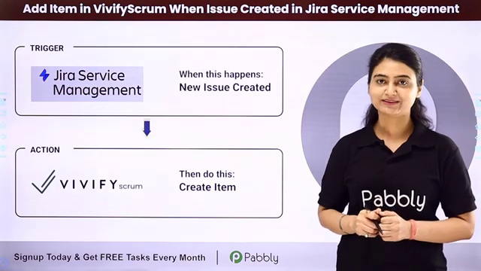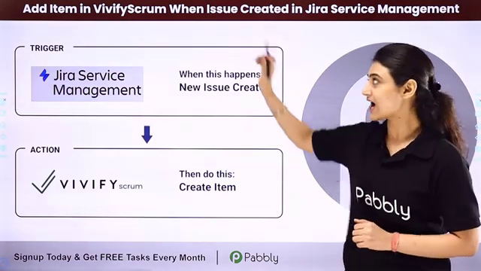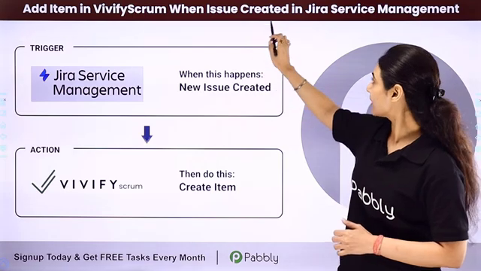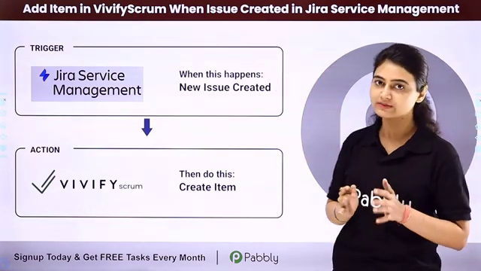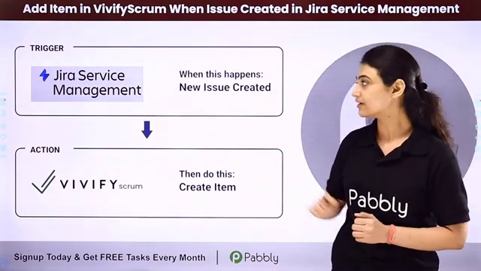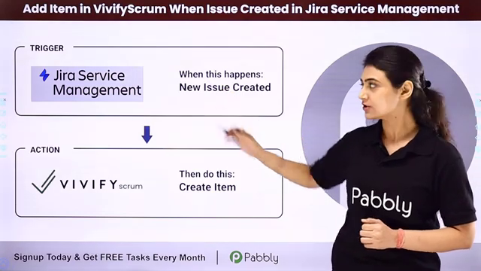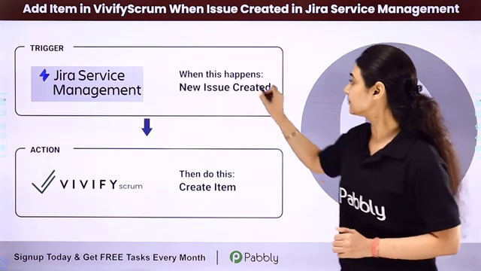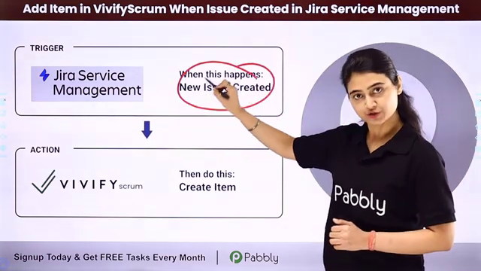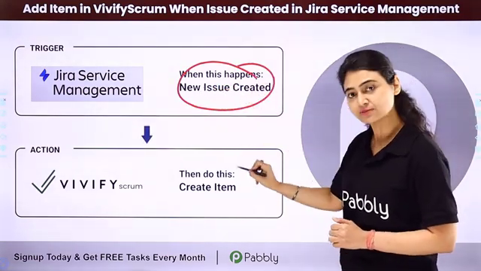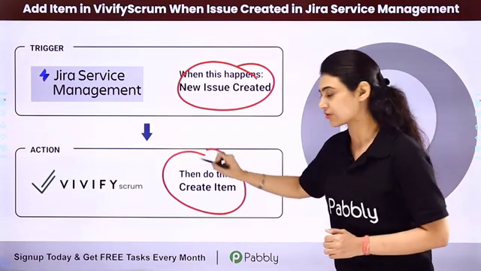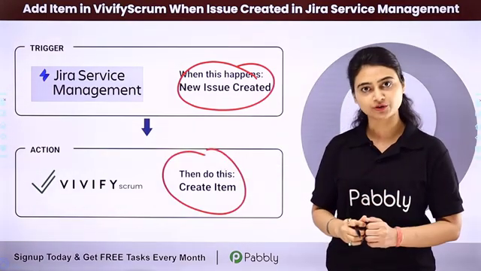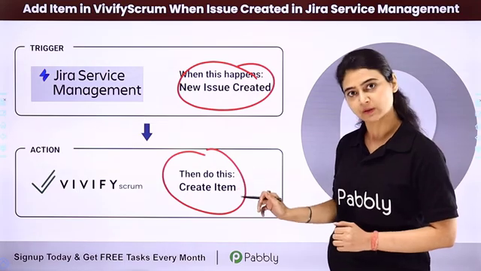In this video, we will learn how you can automatically add an item in VivifyScrum when an issue is created in Jira Service Management. So let's say your developers use Jira Service Management for IT and service management purposes. Now you want every time a new issue is created here in Jira Service Management, an item should be created in VivifyScrum so that the other team on the project can be updated about the same.